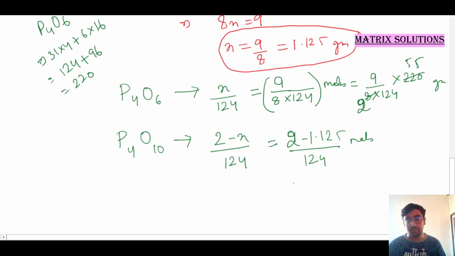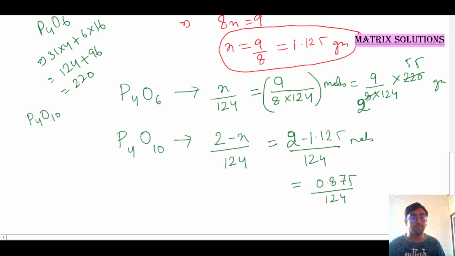In grams, what will it become? Suppose it is 0.875 by 124. We have to convert moles into mass, so moles into its molecular mass. So what is the molecular mass of P4O10?